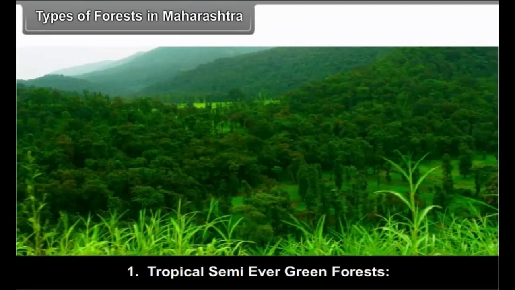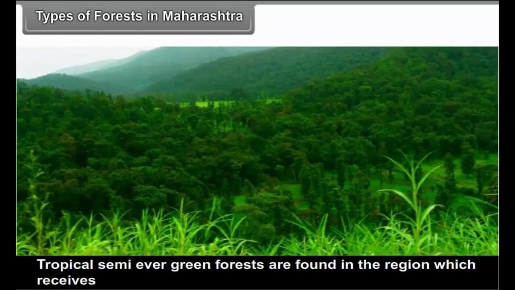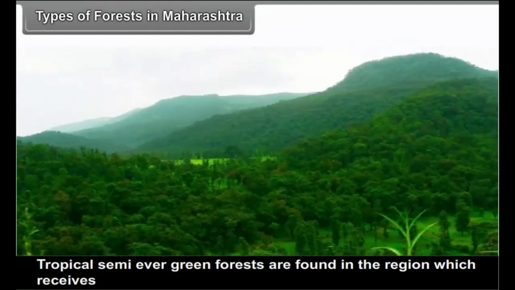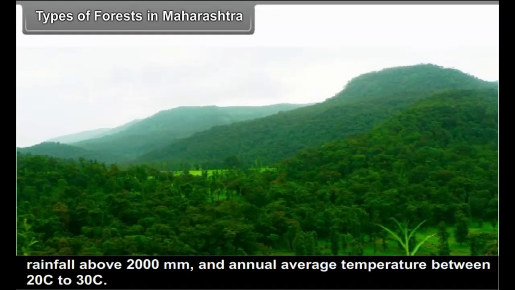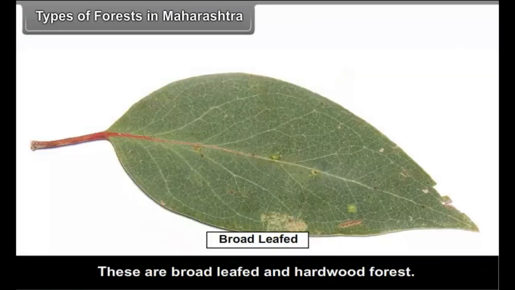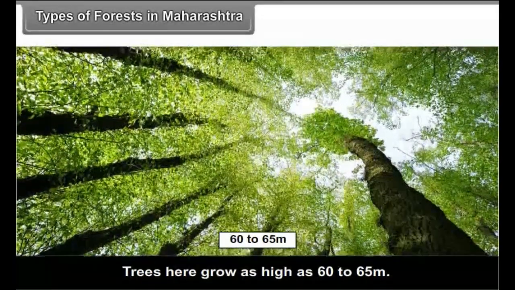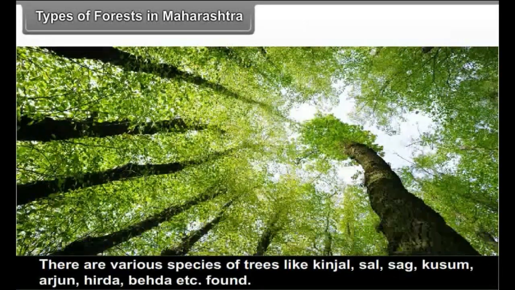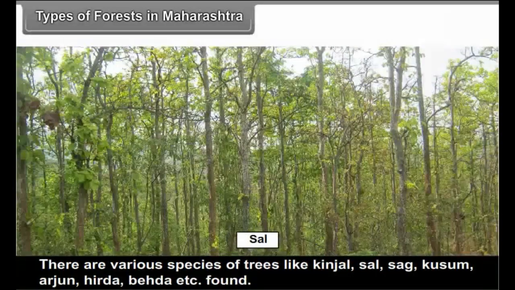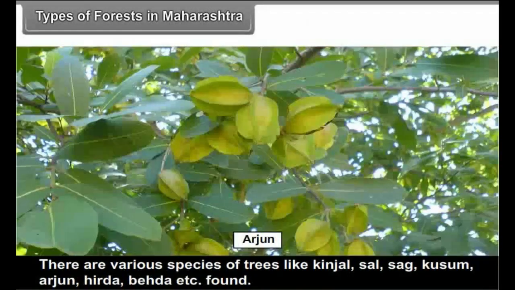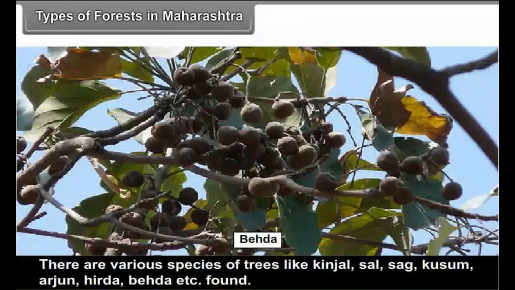Tropical semi-evergreen forests. Tropical semi-evergreen forests are found in the region which receive rainfall above 2000 mm and annual average temperature between 20 degrees Celsius to 30 degrees Celsius. These are broad-leafed and hardwood forests. Trees here grow as high as 60 to 65 meters. There are various species of trees like kinjal, sal, sag, kusum, arjun, hirda, behda, etc.